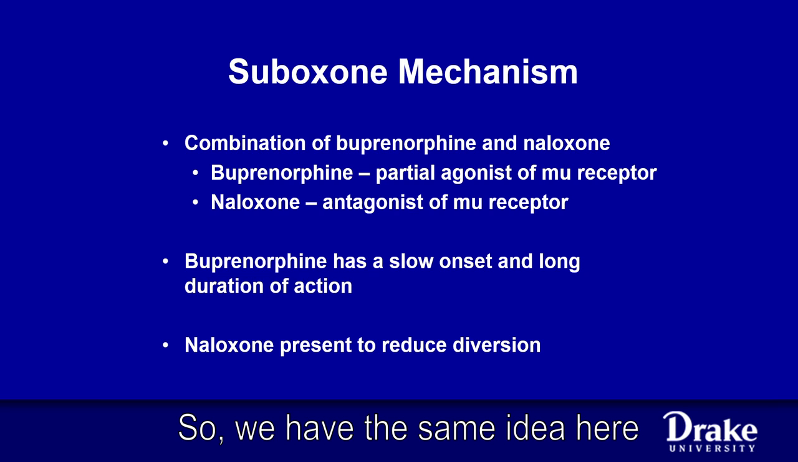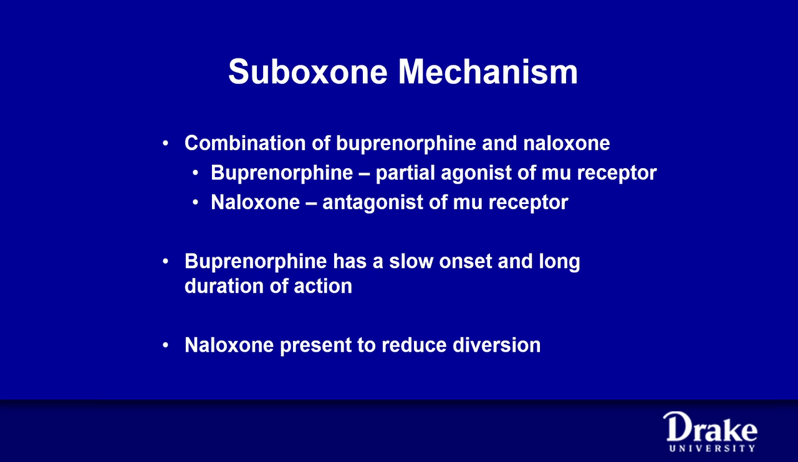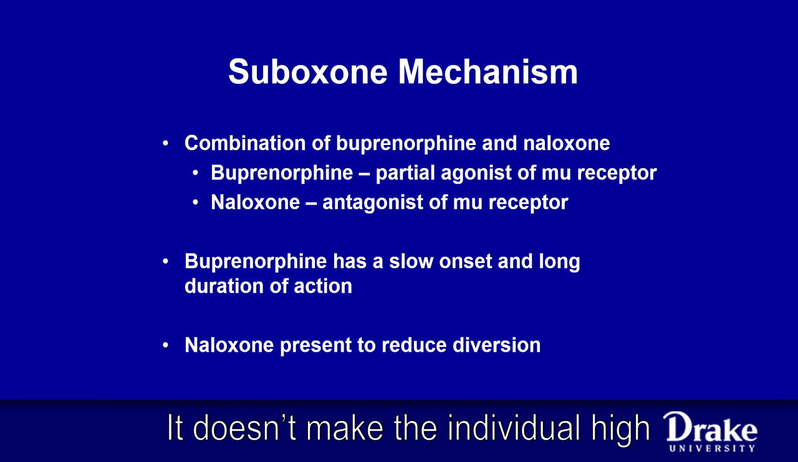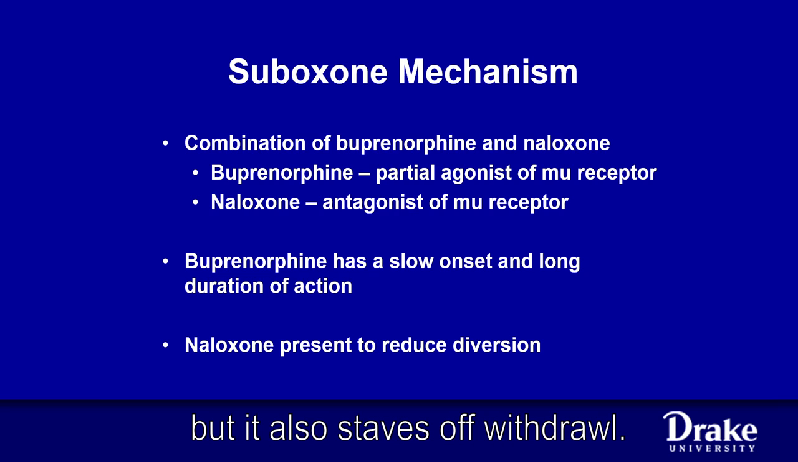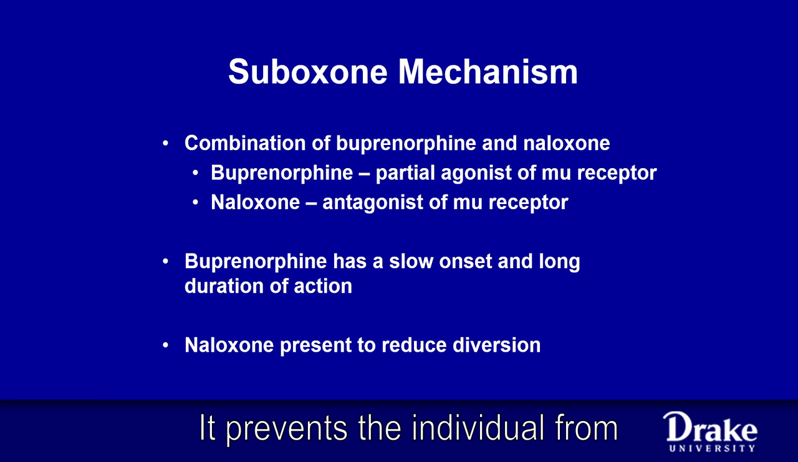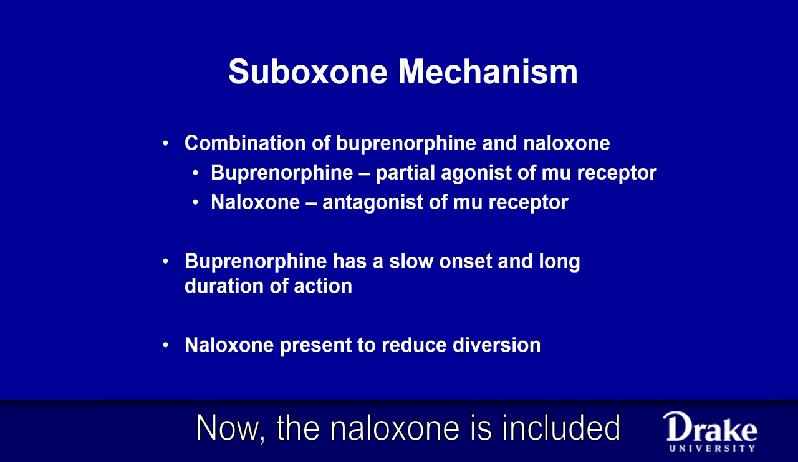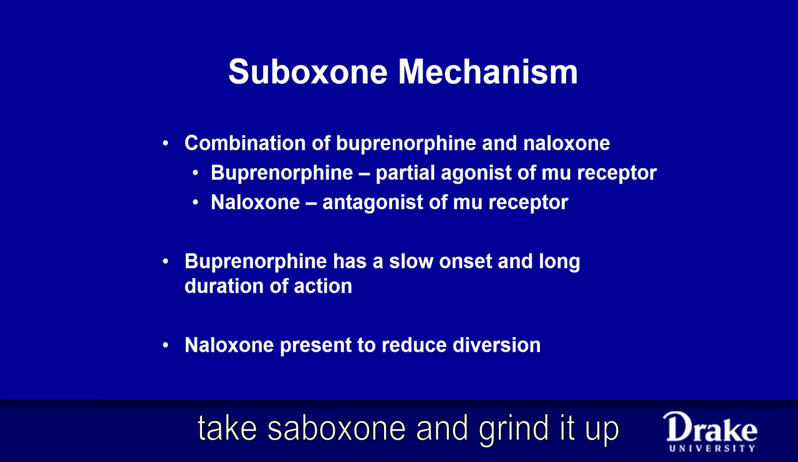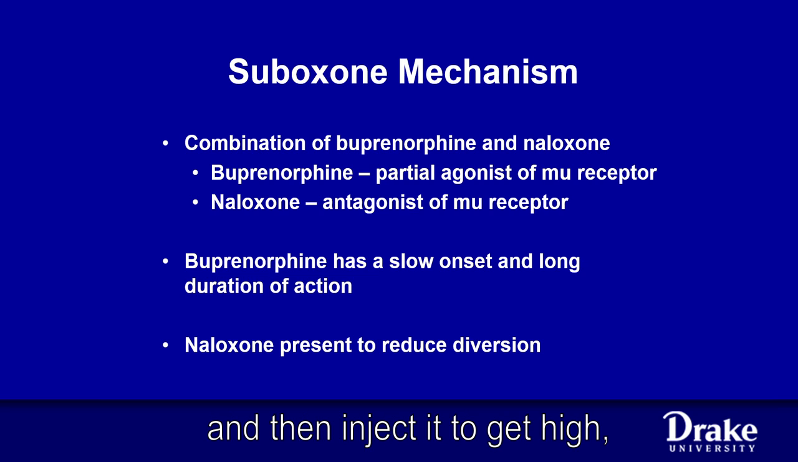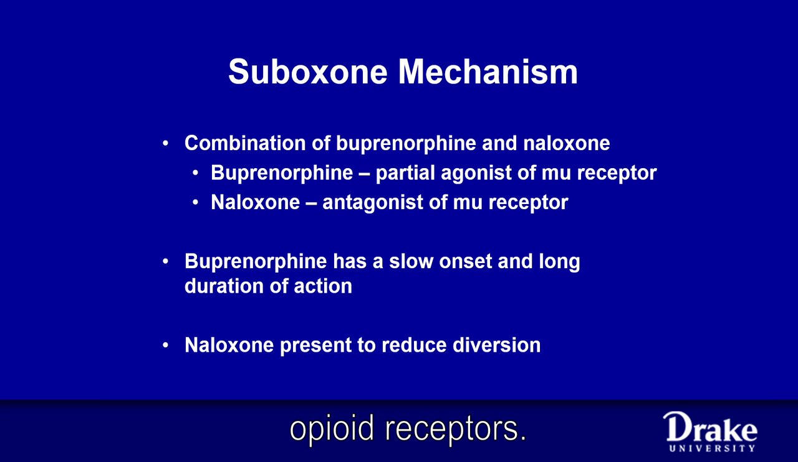So we have the same idea here, where we're giving an opioid that gives less of an effect, doesn't make the individual high as long as the dose is right, but it also staves off withdrawal, prevents the individual from experiencing the terrible withdrawal symptoms. Now the naloxone is included just to discourage diversion. So if someone tried to take Suboxone and grind it up and then inject it to get high, it wouldn't work because the naloxone is there to block opioid receptors.